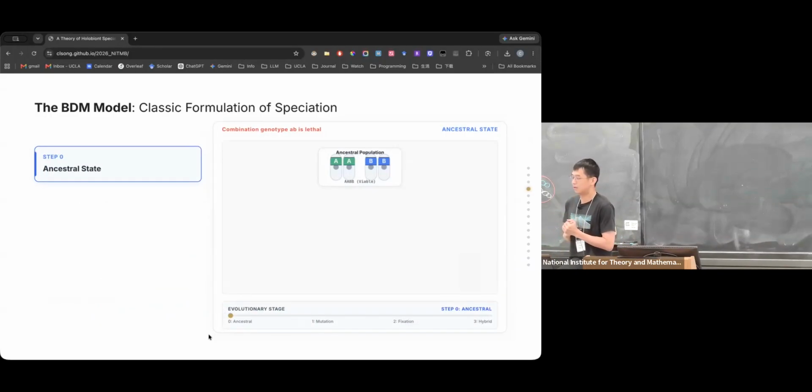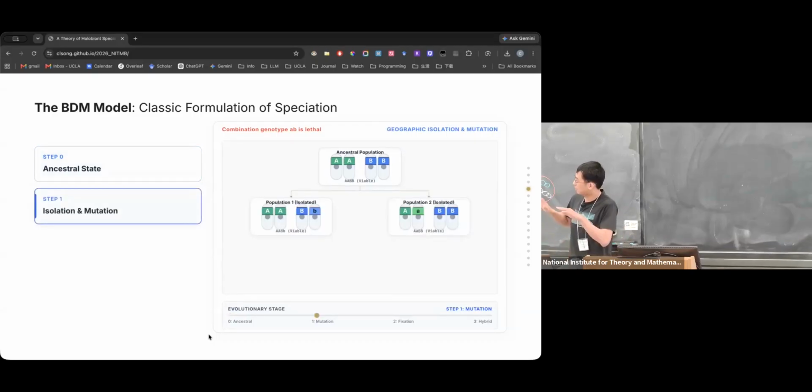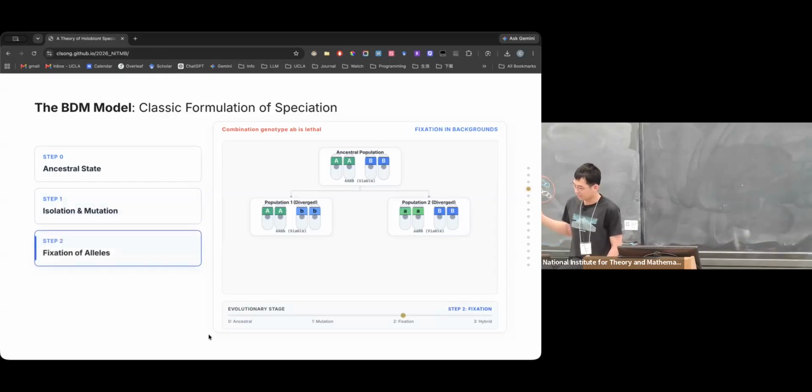The most classical canonical formalization of speciation is known as the BDM model. For those of you who are not familiar with it, we have an ancestral population, for example, with big A, big B, and the combination of genotypes little a, little b would be lethal. Then with an isolation event, each isolated population mutates. One mutates to little b, another mutates to little a. But since little a and little b are not present at the same time, they are not lethal. Over time, these new alleles get fixed.